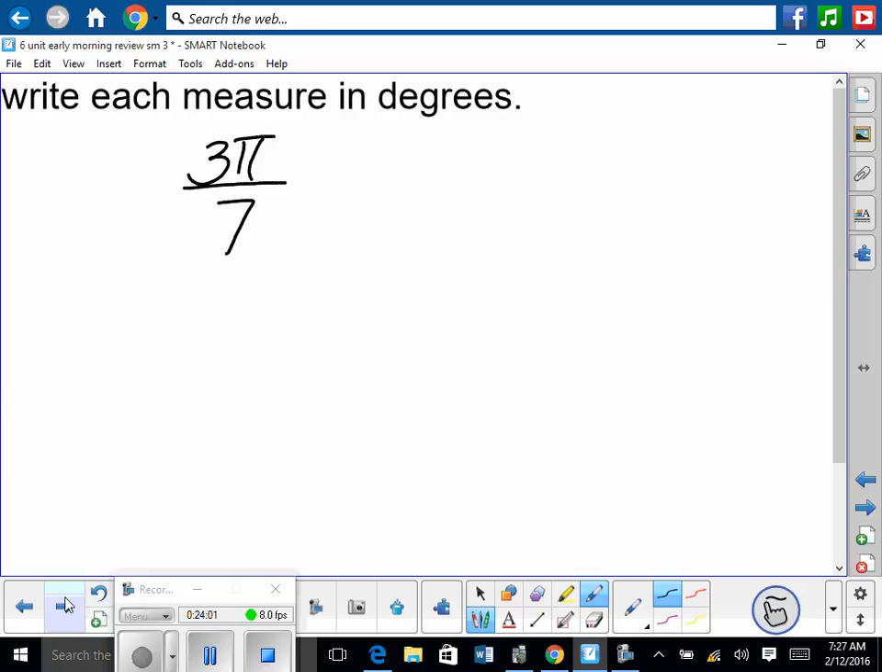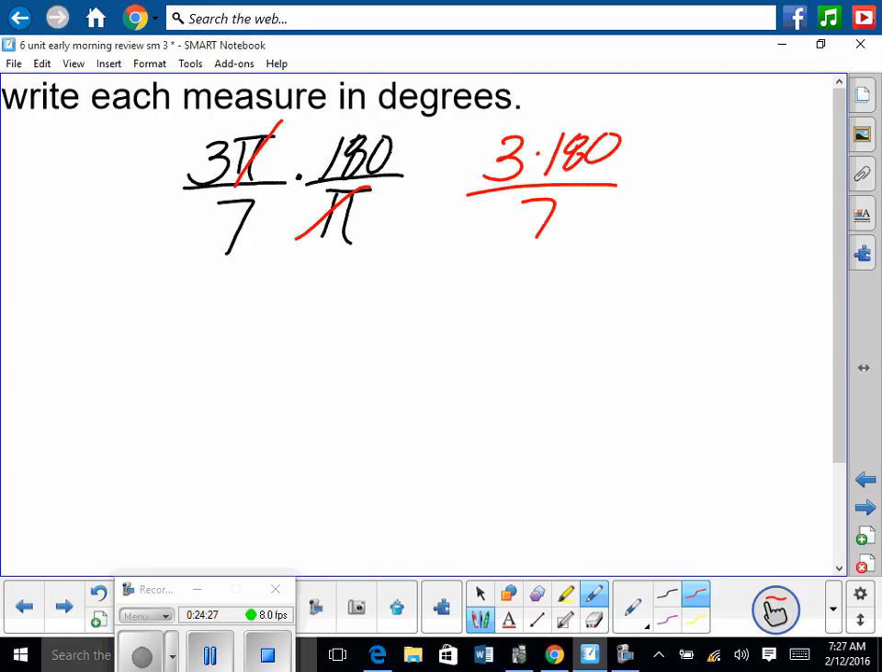Okay, write each measure in degrees. So now we're taking it from radians to degrees. I'm multiplying by 180 over pi. Keep in mind, the reason we can do that is that pi is the same thing as 180 degrees, so it's just a fancy one. Our pi's divide out, and then we multiply straight across. On top we have 3 times 180, divided by 7. It says on the test to round to the nearest whole degree. So that's 77.14, so 77 degrees. Does that make sense?